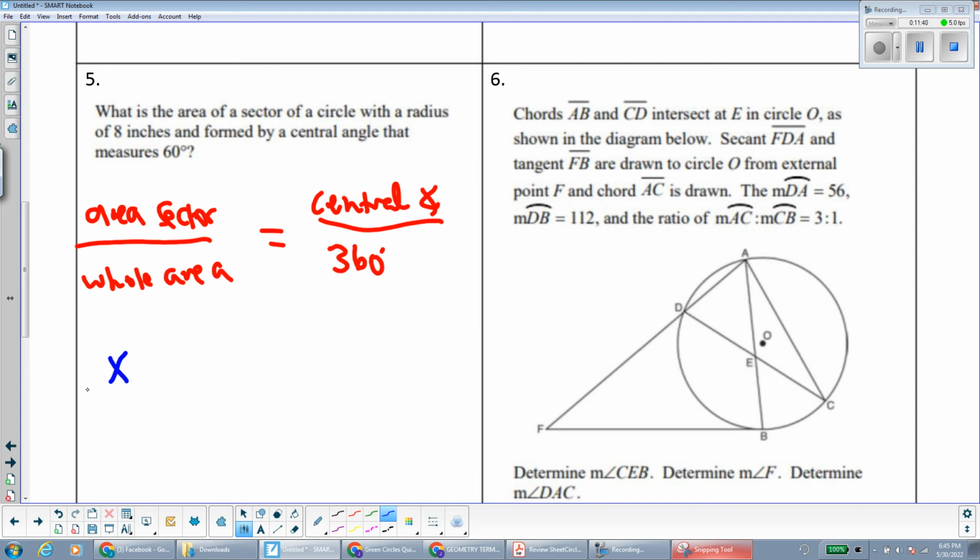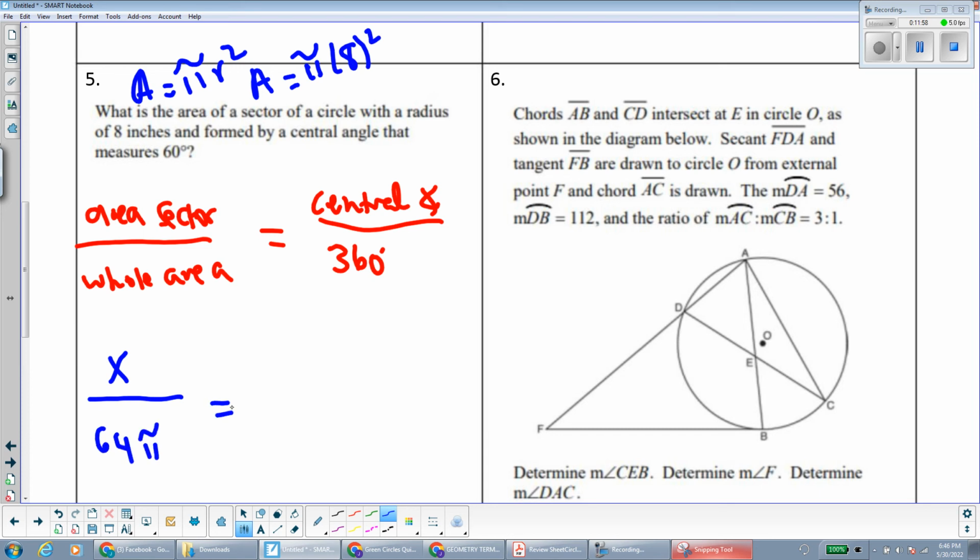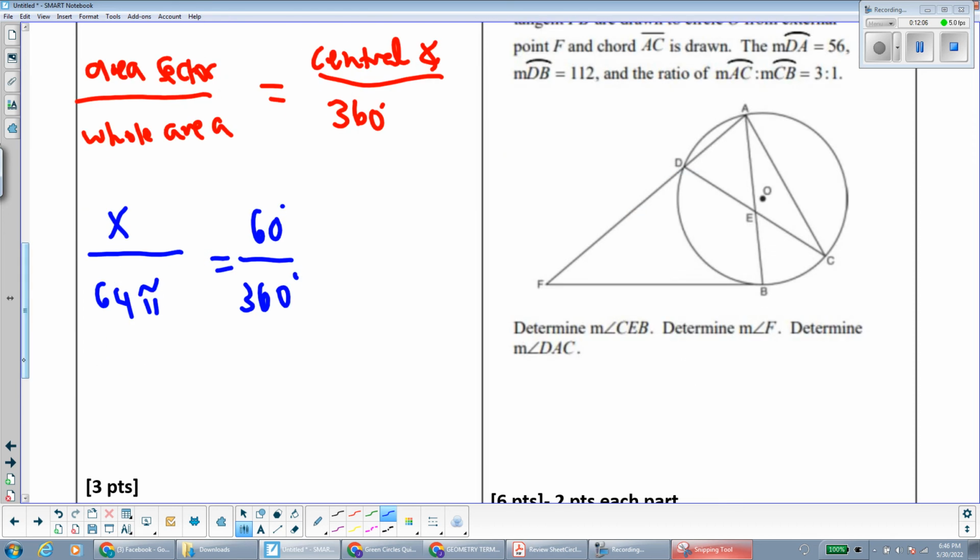We're looking for the area of the sector. The area of the circle can be found using pi r squared of the whole circle. The radius is 8, so plugging that in, that would be pi 8 squared, which is 64 pi. A lot of the people were using circumference here instead. The central angle is given to us as 60 degrees. Over the total central angles, that's 360.